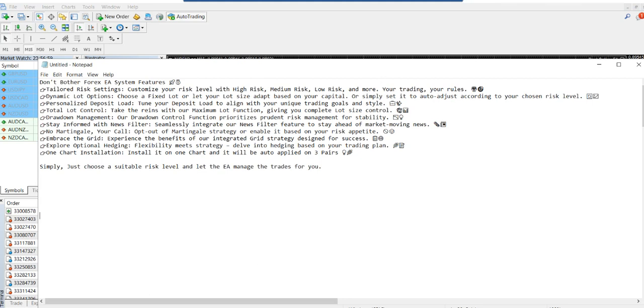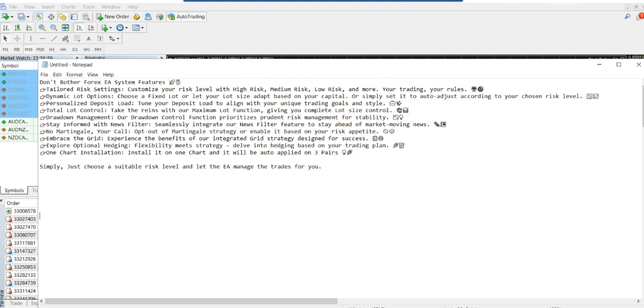Okay. Then dynamic lot options. If you would like to customize the setting, you can choose a fixed lot size, or let your lot size adapt based on the capital, or simply auto adjust according to the chosen risk level. If you just choose a risk level, it will be auto adjusted. Then personalized deposit load. If you think that a certain percentage of your equity should be used only during the trading, then you can personalize your deposit load also.